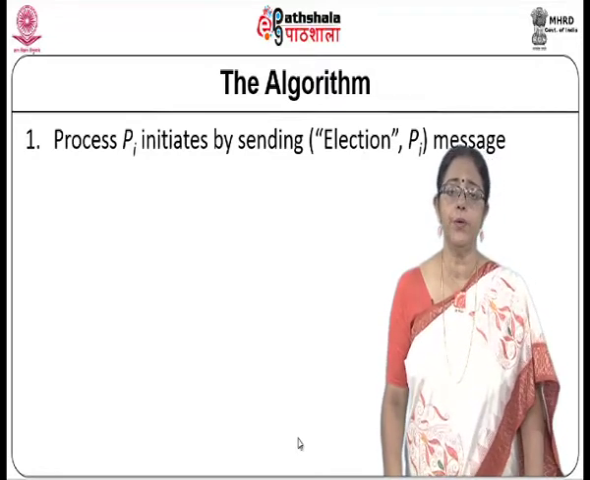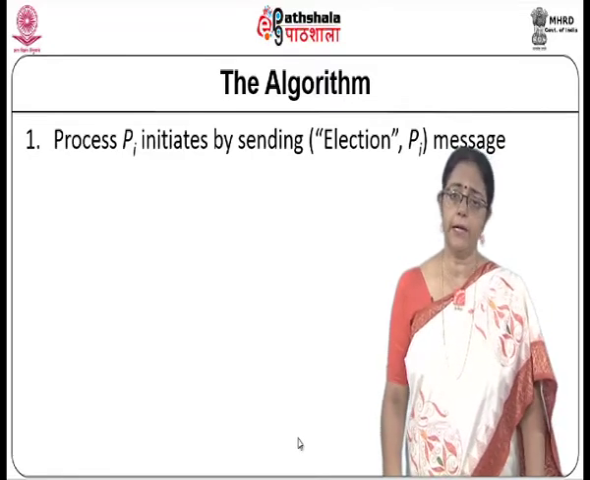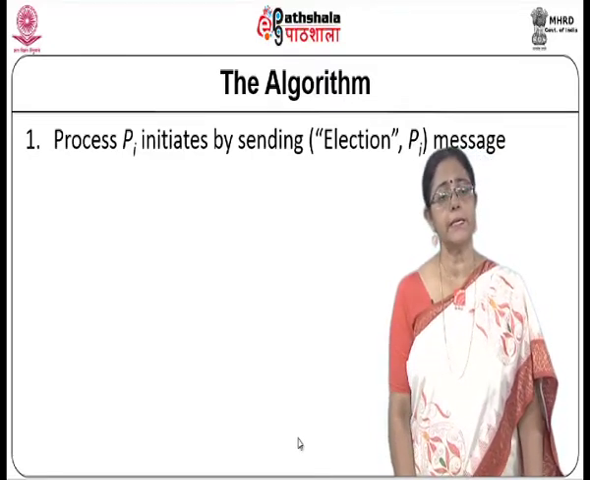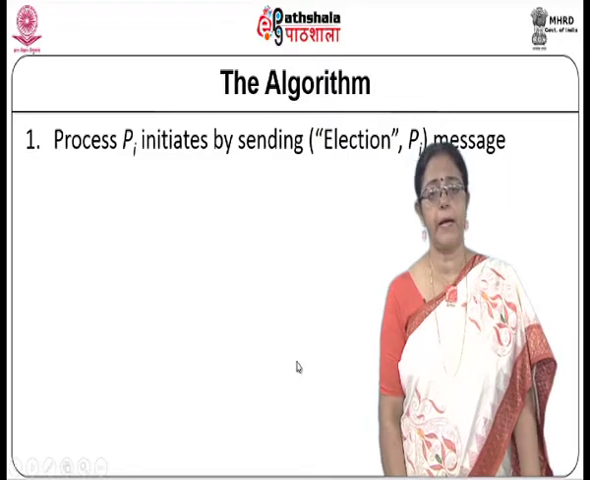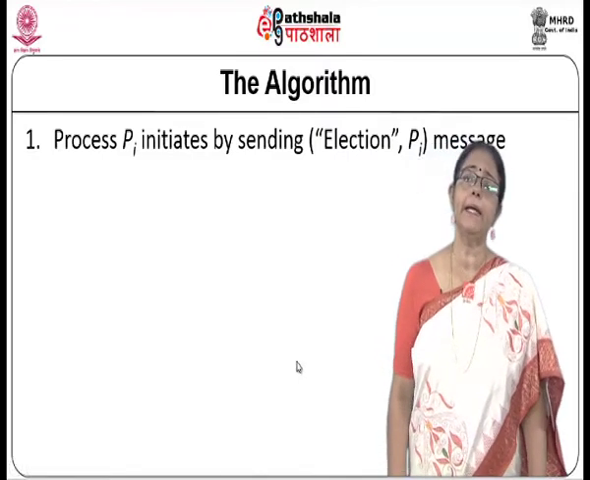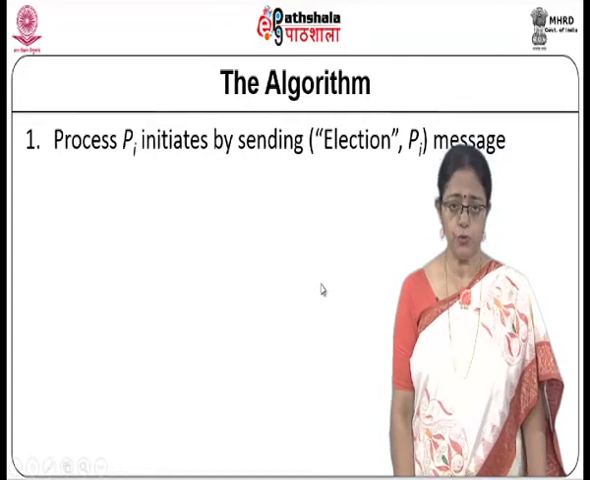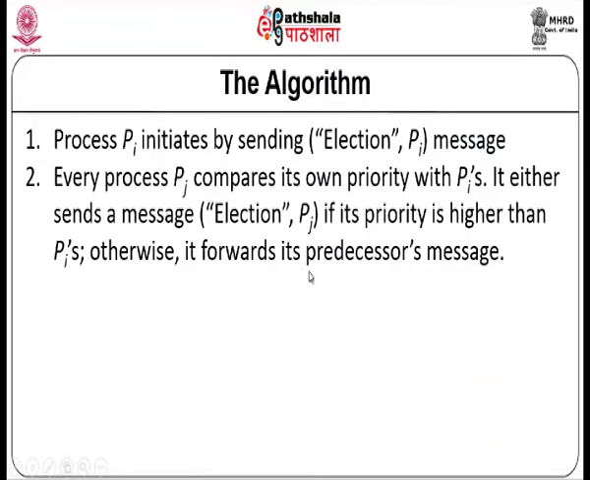We call this node the initiator node for the election algorithm. Now, let us assume this process Pi initiates the election by sending the message election, Pi to the next node, meaning I am starting an election and my ID is Pi. Now, any process which receives this message election, Pi, say the receiving process is Pj, will compare its own priority with the priority of Pi. Now, priority can be set to be anything.